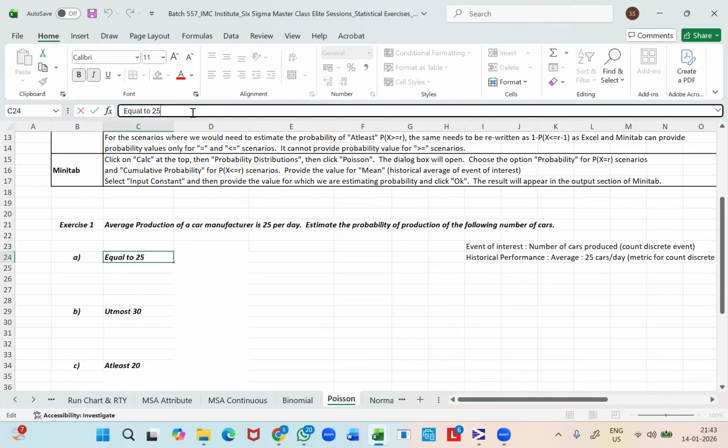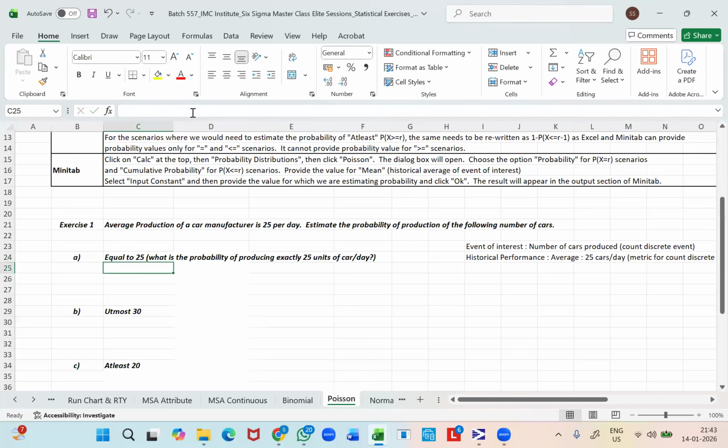What is the meaning of this? What is the probability of producing exactly 25 units of car per day? In terms of probability notation, this can be written as P of X. What is the symbol that I need to put? Equals. Equal to 25. P of X equal to 25.